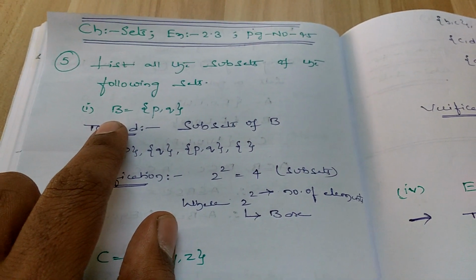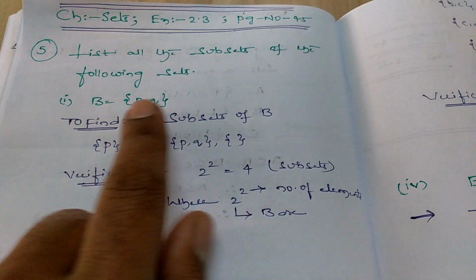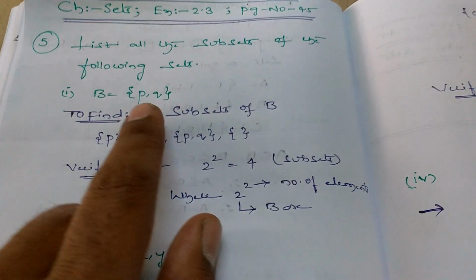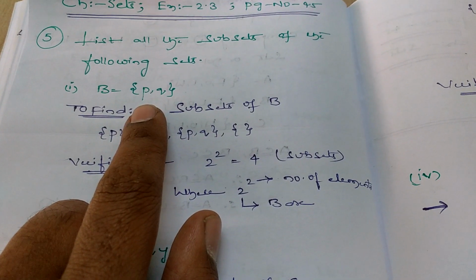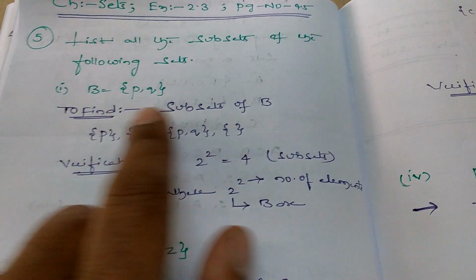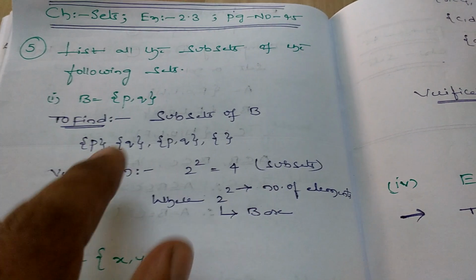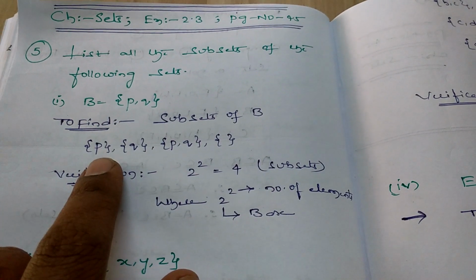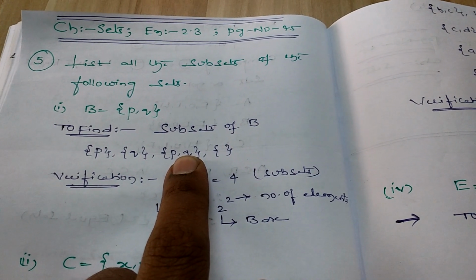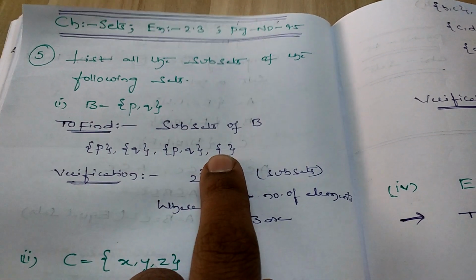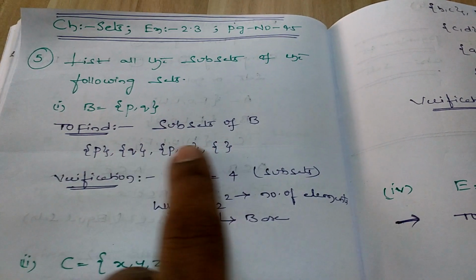We have to find the subsets for the given set. What is given? First one, set B equal to {P, Q}. We have to find the number of subsets for the given set B. So we arrange the subsets: {P}, {Q}, {P, Q}. Every set is a subset of itself, and also the null set is a part of every set. So in total we get 4 subsets.